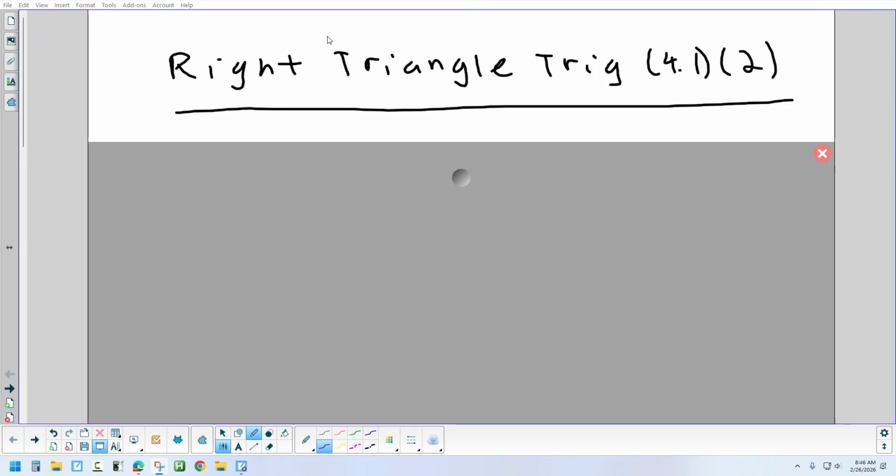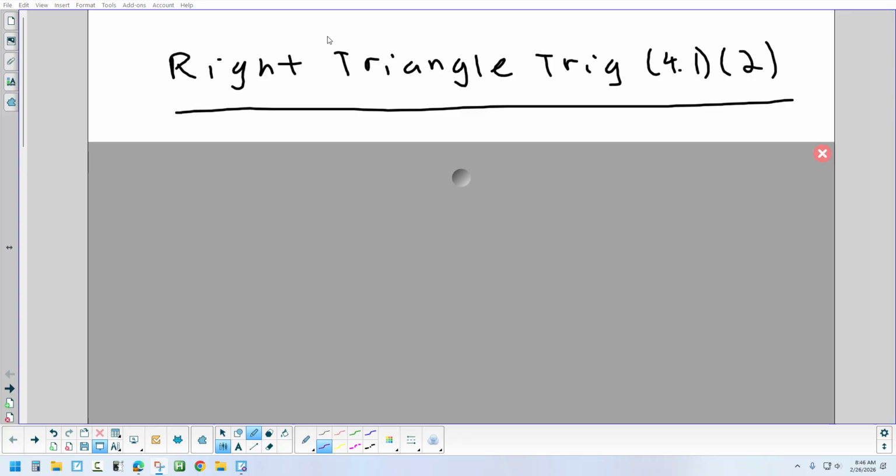So we're going to finish up material for the week. So we started looking at 4.1 yesterday. The main thing we learned there was the 6 trig functions: sine, cosine, tangent, cosecant, secant, and cotangent. Today, we're only going to be using the first 3, sine, cosine, and tangent.